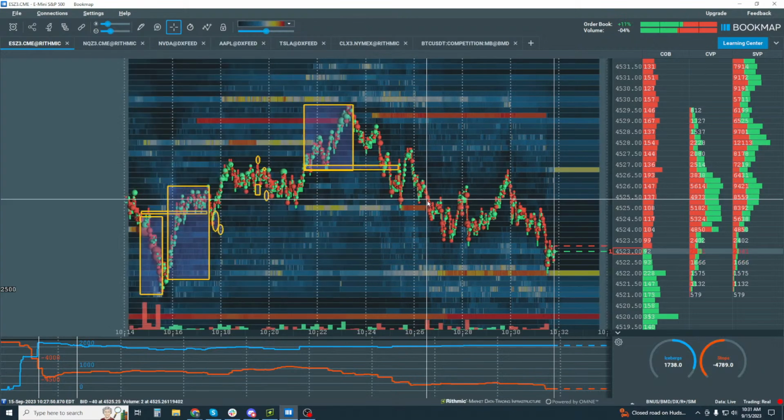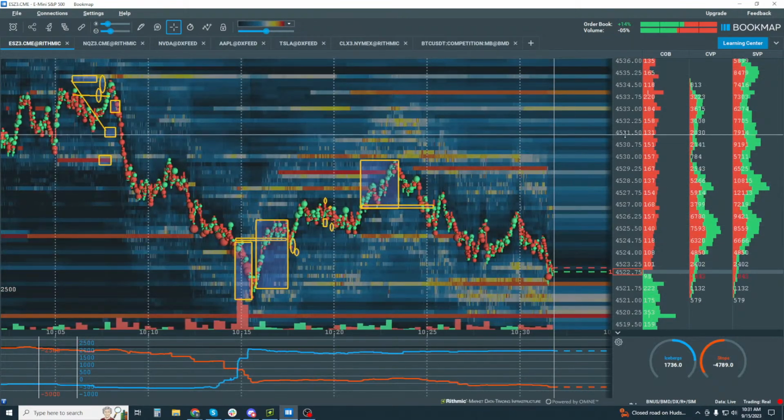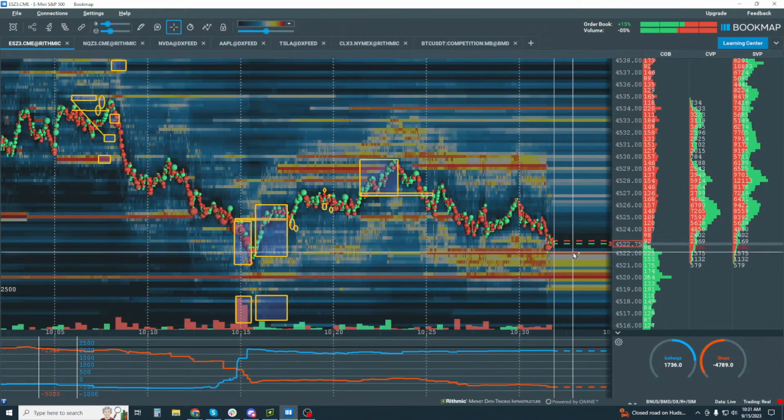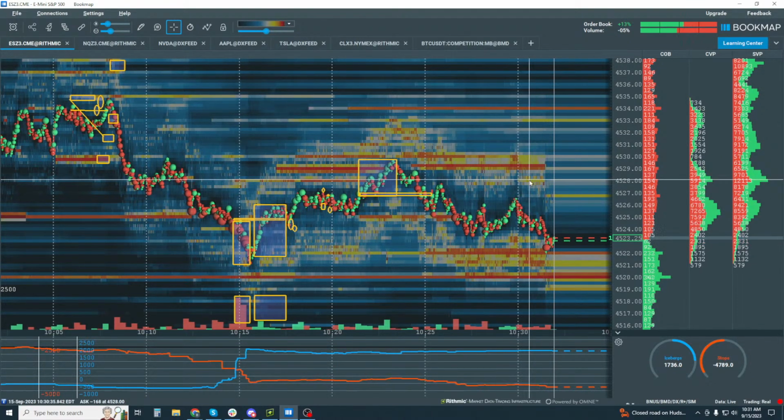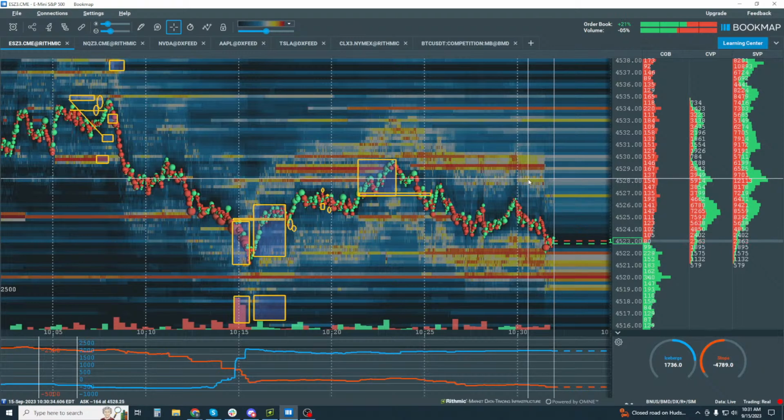All right, this is the move we were looking for. Still looking for continuation here in this move, and not just 22, but 20, and reevaluated at 20.